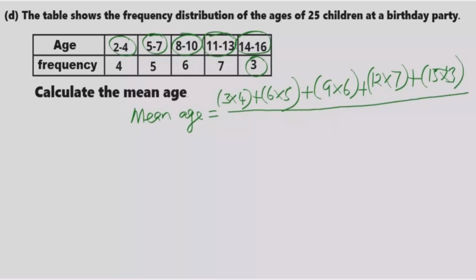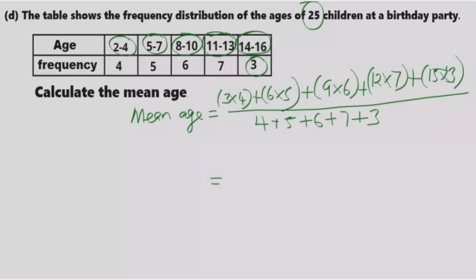Then over, remember, we want to find the mean age. Over, then we add the frequencies. We say 4 plus 5 plus 6 plus 7 plus 3. If you don't want to do the addition, you can just pick this number, 25, because that's the number we're going to get. 25 children, the number of children.